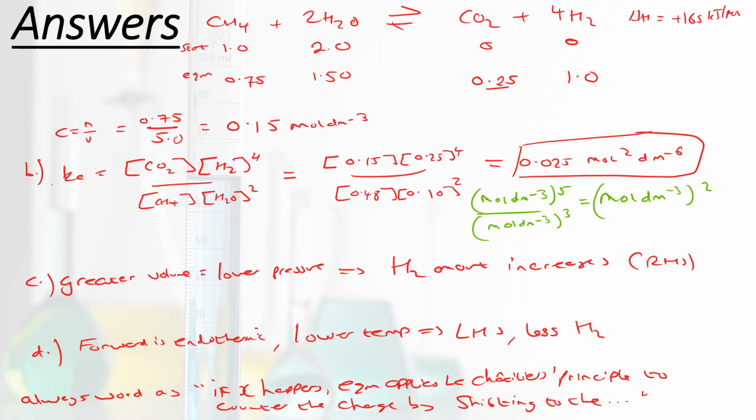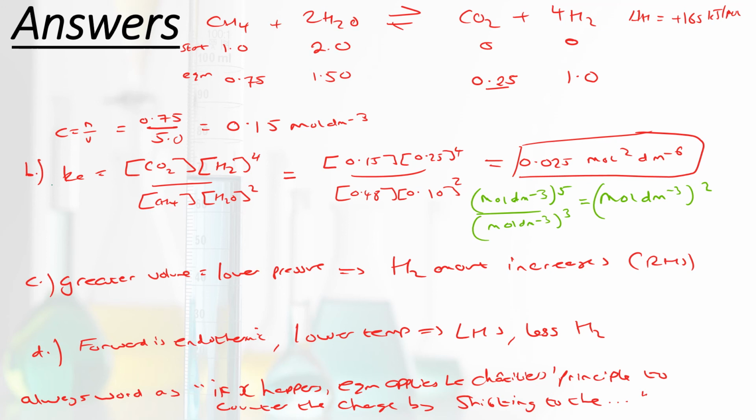We were then asked if the mixture in part B was placed in a flask of volume greater than 5 decimeters cubed and allowed to reach equilibrium at the same temperature, state and explain the effect on the amount of hydrogen. So this, as you can see from the equation in the question, is a gas phase reaction. Therefore, we can consider how pressure affects this reaction, and likewise pressure and volume are related. They're inverse to each other. And so a greater volume is the same as a lower pressure. You can think of pressure as the equivalent of concentration, so how many molecules we have in a given volume.